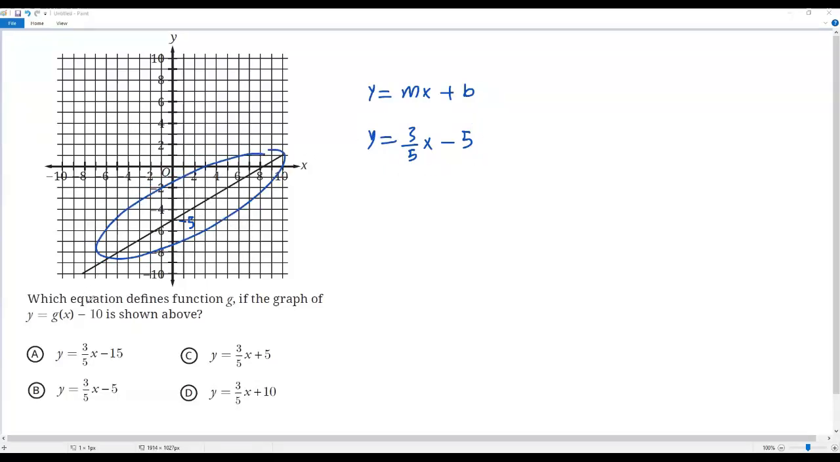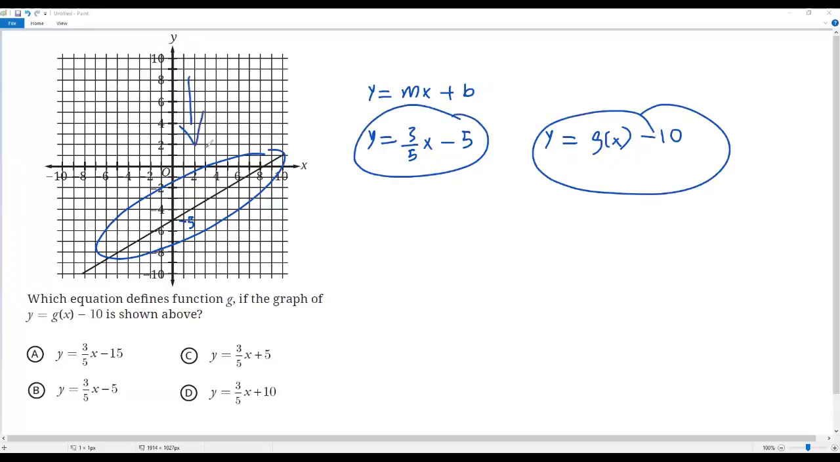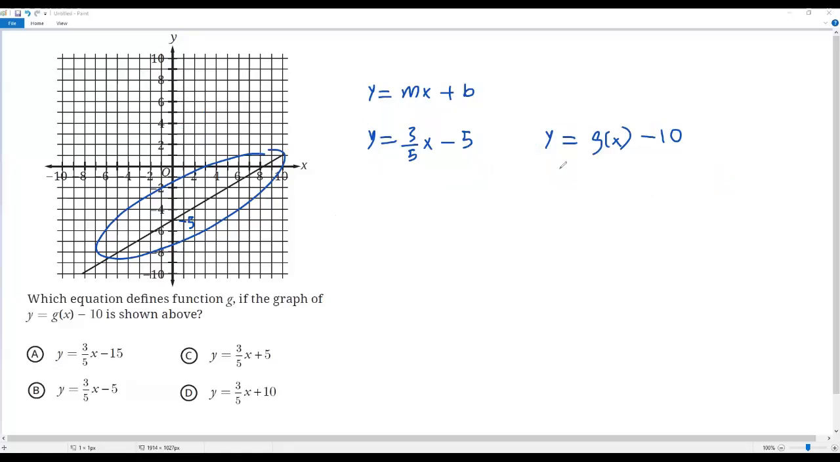But for this line, I already have the equation from the question, that is y equals g of x minus 10. Now let's compare the equation we get from the graph and the equation given in the question. Both of them must be in the same form because both equations represent the same line given over here. Our aim is to find g of x. To get g of x, we have to get both equations in the same form. The equation we got from the graph is not in the form given in the question, because there is a difference in the constant term. In the given equation the constant term is negative 10, but in our equation the constant term is negative 5.